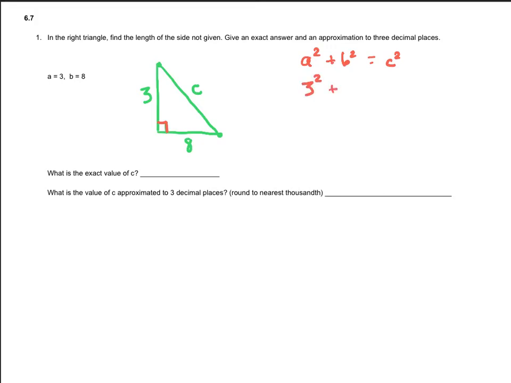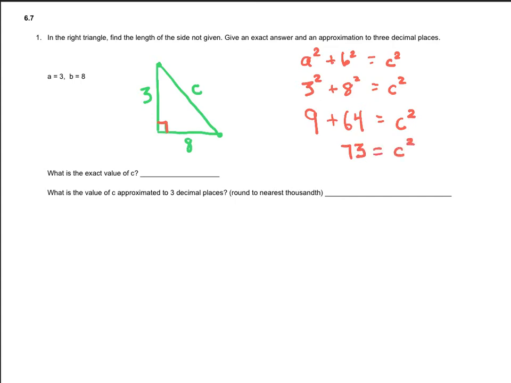We want to square that. B in this case, we're told is 8. We want to square that. And C we don't know, so we still leave that as C squared. So 3 squared is 9 plus 8 squared, which is 64, equals C squared. 9 plus 64 is 73, still equal to C squared.